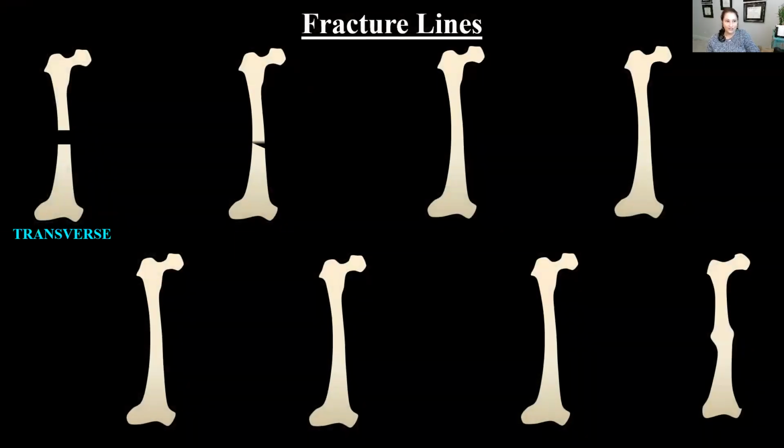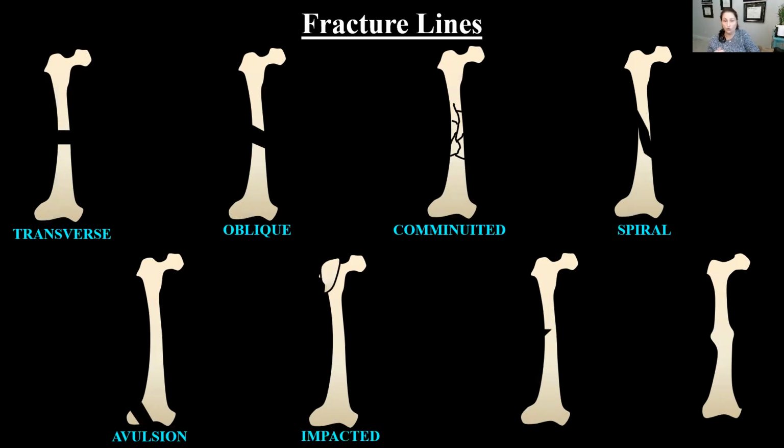Let's look at our fracture lines. And remember for the boards that fracture types are commonly tested, and they may just give you an x-ray and say, what's fractured or what type of fracture is this? The most common fractures when we're describing them: transverse goes directly across. Oblique is at an angle. Comminuted is kind of multiple pieces, exploded.